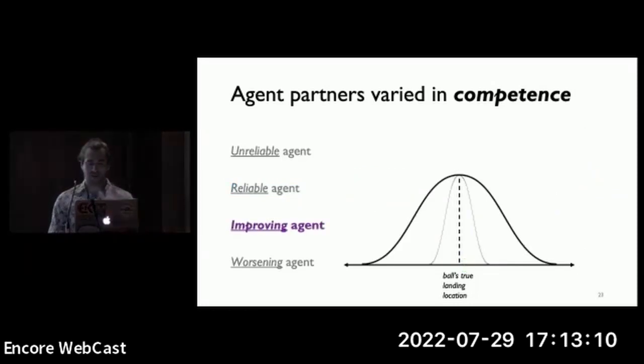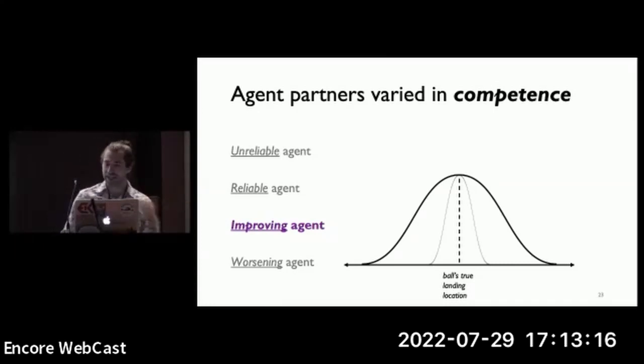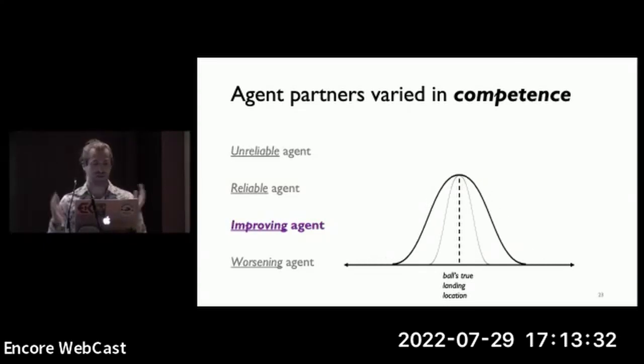So this reliable and unreliable condition allows us to ask how static ability is affecting people's collaborative behavior in this task. But as we talked about at the beginning, a critical component of competence judgments in these naturalistic settings is that people's ability may change over time. So these remaining 2 agents are allowing us to see how sensitive participants were to these changes. So our improving agent started out performing like the unreliable agent, but by the end of the experiment, its behavior is matching the reliable agent. So specifically, every 12 trials, its accuracy is going to improve by a fixed amount.